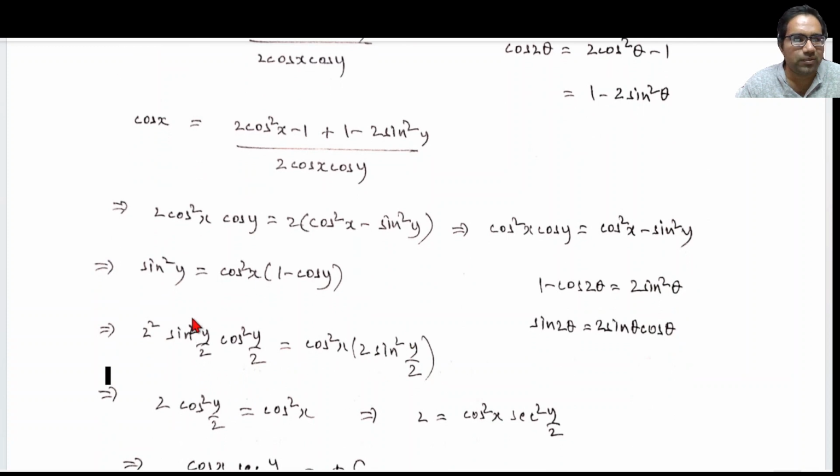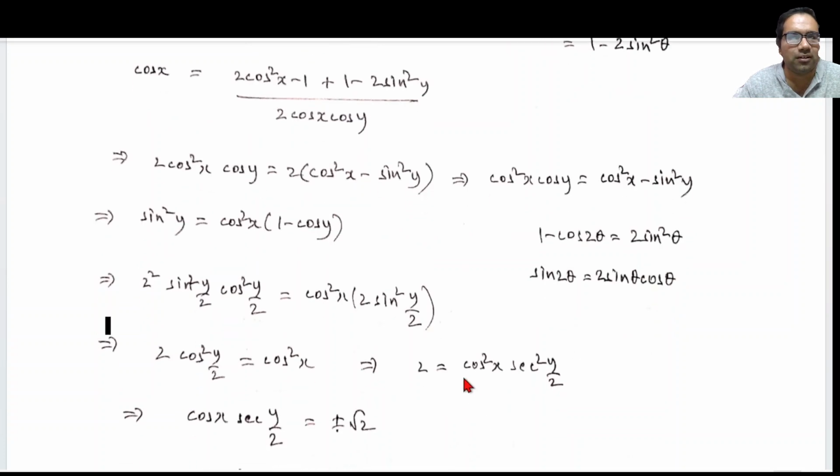Right. This sin square y by 2 and this sin square y by 2 will cancel. And this 2 and there is 2 square. So we'll be left with 2 on the left hand side. So this becomes, left hand side, 2 cos square y by 2 equals cos square x. If you take this cos square y by 2 to the right side, it becomes secant square y by 2. That means 2 equals cos square x secant square y by 2.